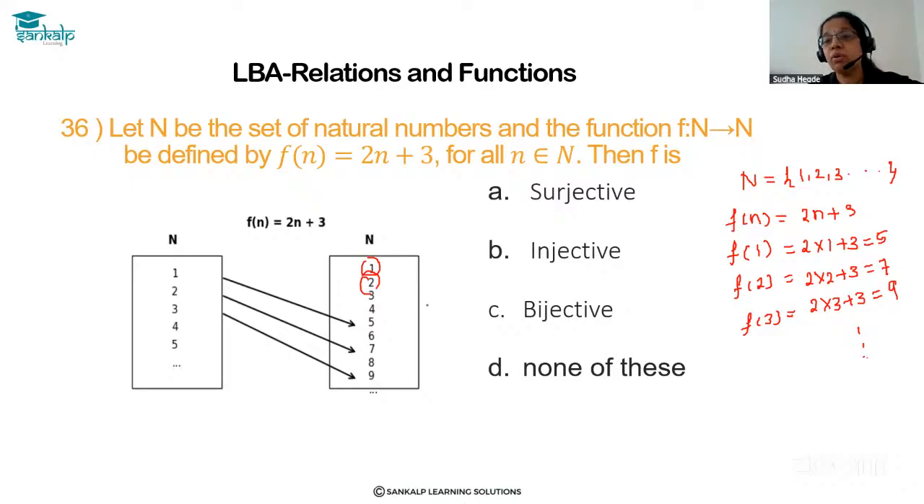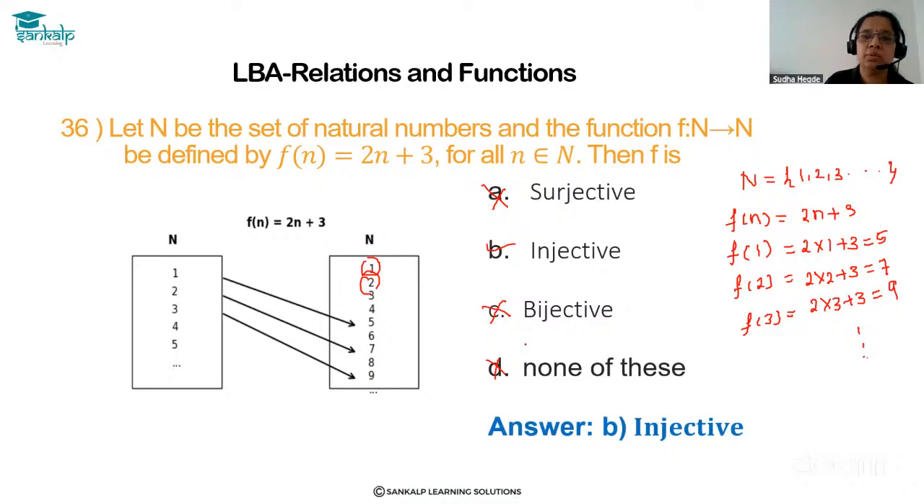What's the other name for 1-1? Injective. What's the other name for onto? Surjective. So the function is injective, but it is not surjective. Since it is not surjective, it is not bijective also. Therefore, option B, injective, is the correct answer. Thank you.